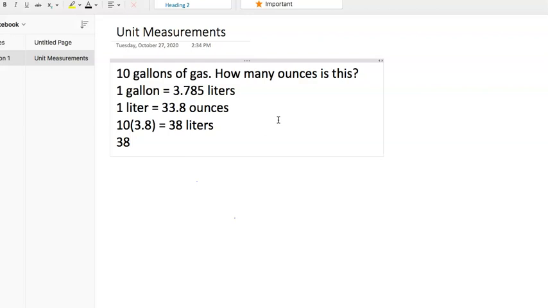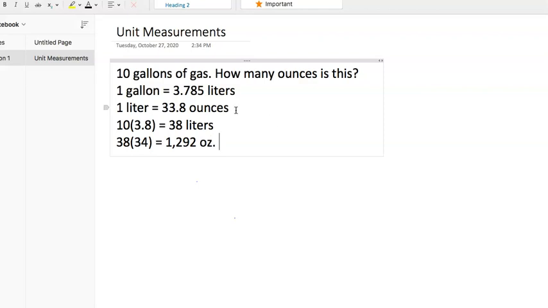Okay, and we start off with our liters at 38. And remember that we have 1 liter equals 33.8 ounces. So we'll just go with this 38, and again, we'll just round to make it easier, times 34. And if we multiply that out, 38 times 34 is 1,292 ounces. Okay, and that's how we do it, right?